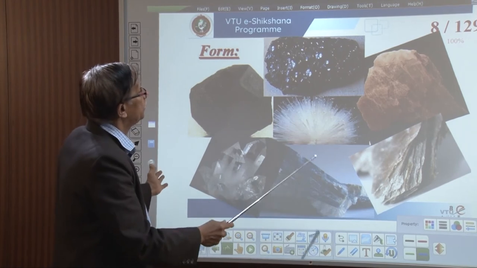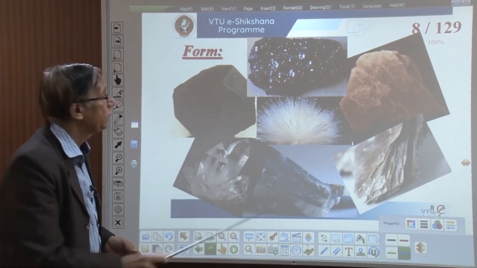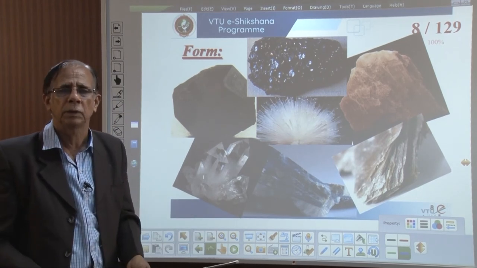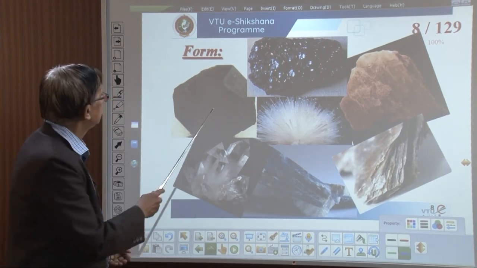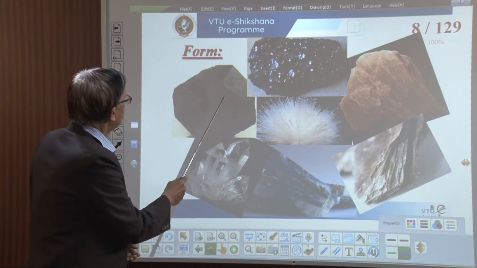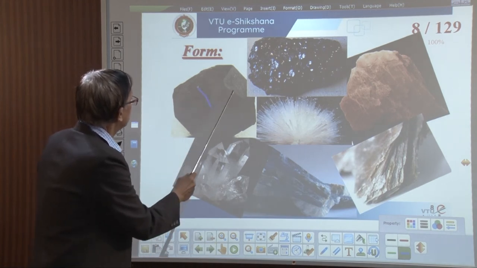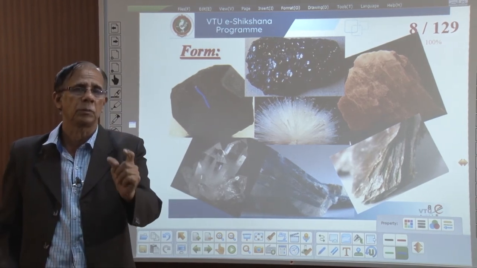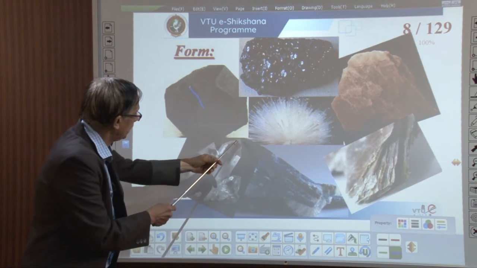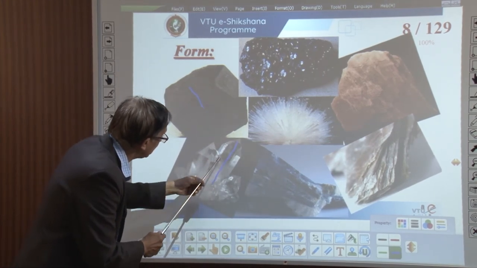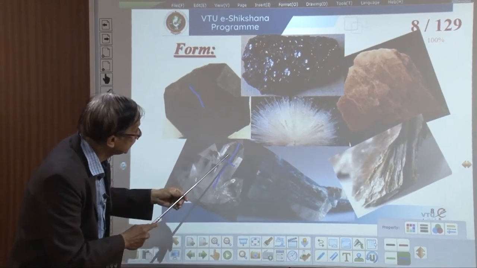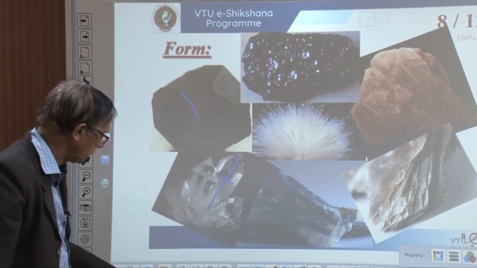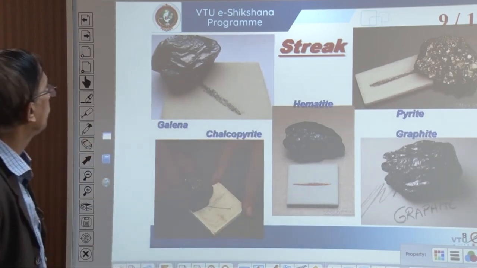These are all different shapes. We can say this is massive, does not exhibit any specific shape. This is perfect three-dimensional, whether this direction, third direction, more or less equal, equidimensional. Whereas this mineral is elongated, growth in this direction is less. This is hexagonal, like that. There are several minerals having other shapes as well.